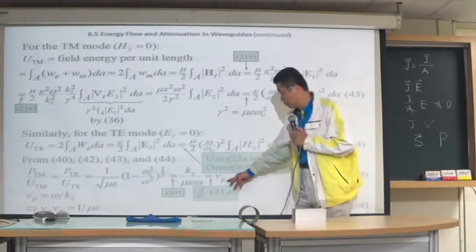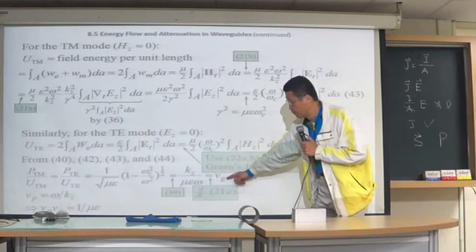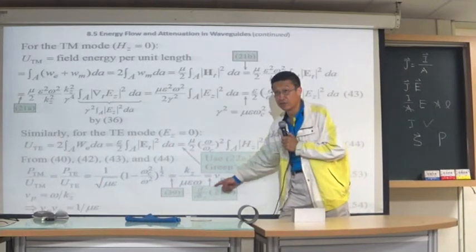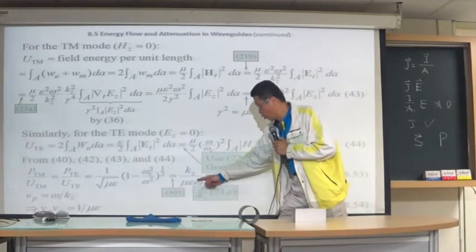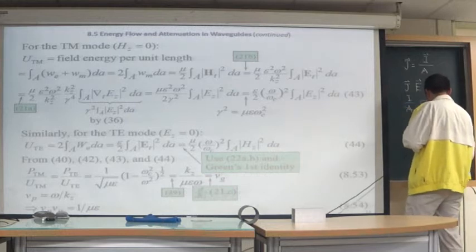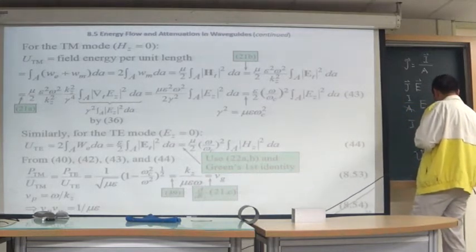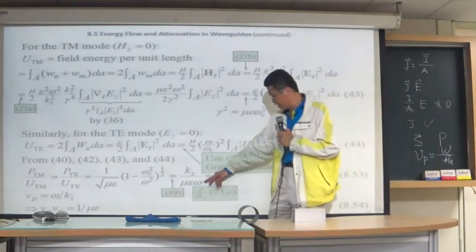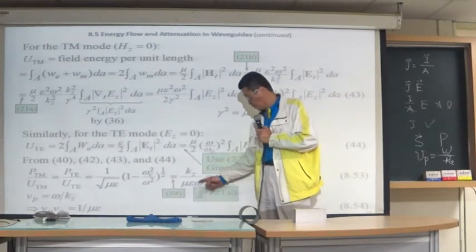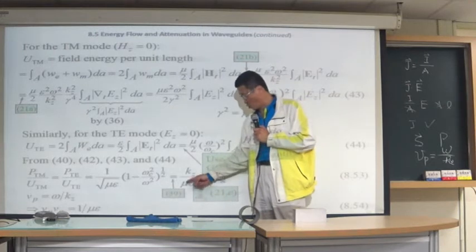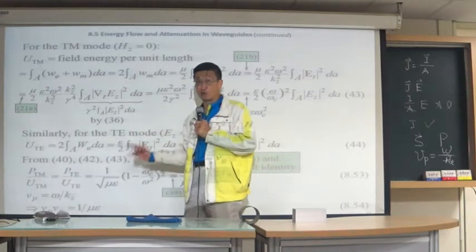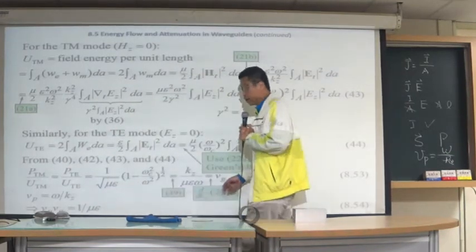Have a closer look at this blue term, slightly different in color. This is kz over omega. But remember, we have phase velocity here. So the phase velocity times the group velocity just equals 1 over mu epsilon. Phase velocity times the group velocity equals 1 over mu epsilon.